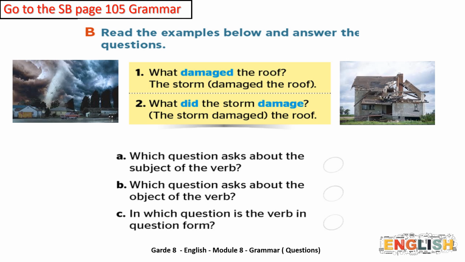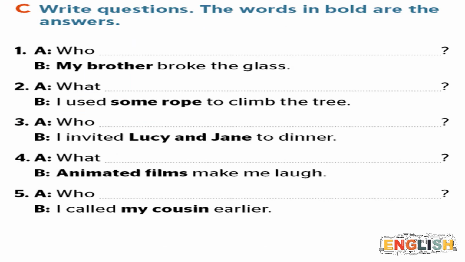A. Which question asks about the subject of the verb? It is number 1, good for you. B. Which question asks about the object of the verb? Yes, you are right, it is number 2. 3. In which question is the verb in the question form? Great, it is number 2. Good for you. C. Write questions. The words in bold are the answers.